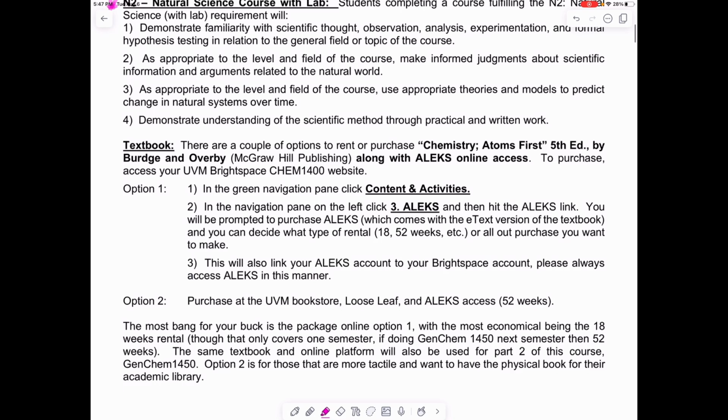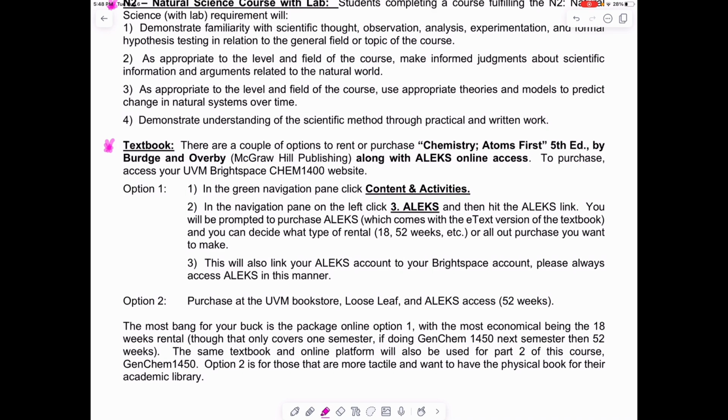Probably the most important thing for us right now is the textbook. We're going to be using Burdge and Overby's Chemistry: Atoms First textbook, the 5th edition through McGraw-Hill Publishing, as well as using online access with ALEKS. ALEKS is going to be our online platform where we will be using it for quizzes as well as tests. There's also homework, if you so wish, to be done there too, in terms of practice homework.